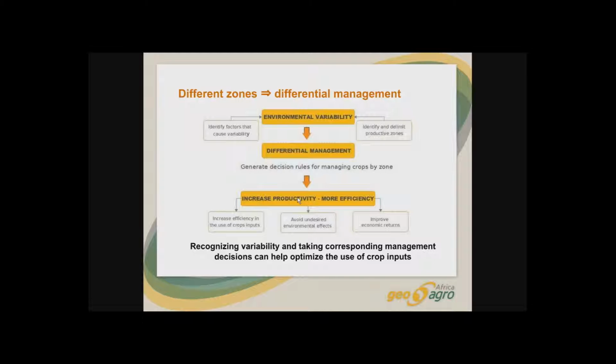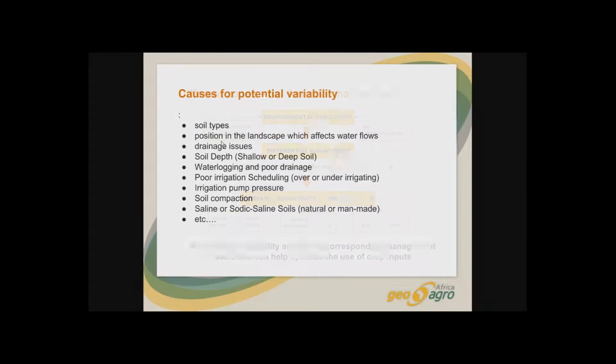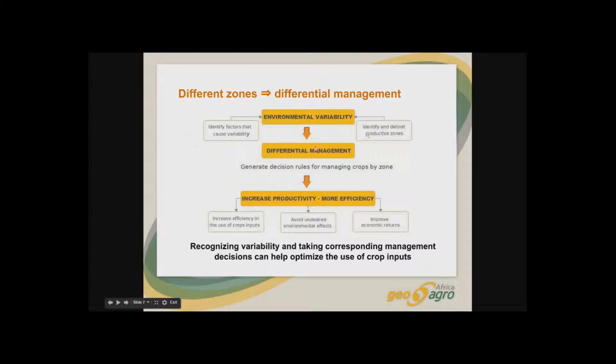So we have environmental variability, where we can identify those factors that cause variability. So we know in our area, by visiting our fields, what are the main factors that are limiting our yield potential, or crop growth, I would say. And then the second aspect is to identify and limit productive zones. Based on that environmental variability, we'll have differential management, where we'll see, based on what the limiting factors are, what type of rules we will apply for managing crops by zone. And this leads to increased productivity and more efficiency.